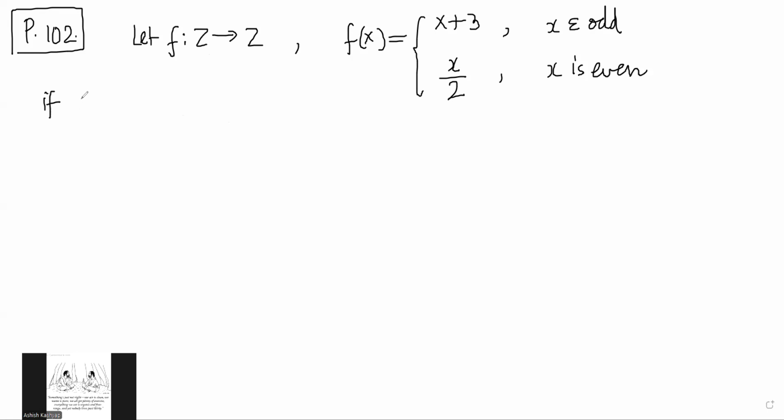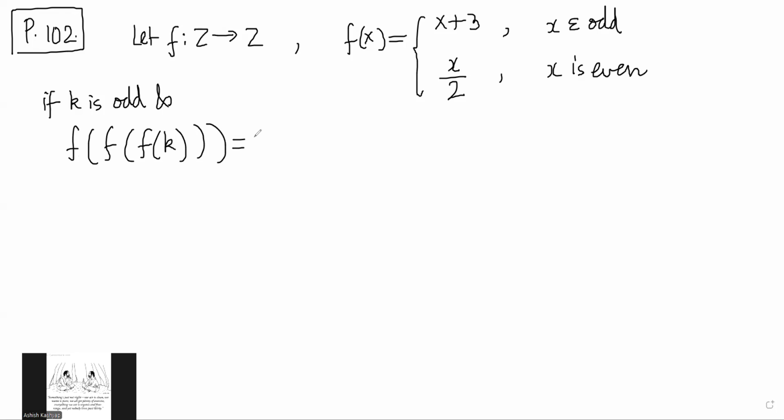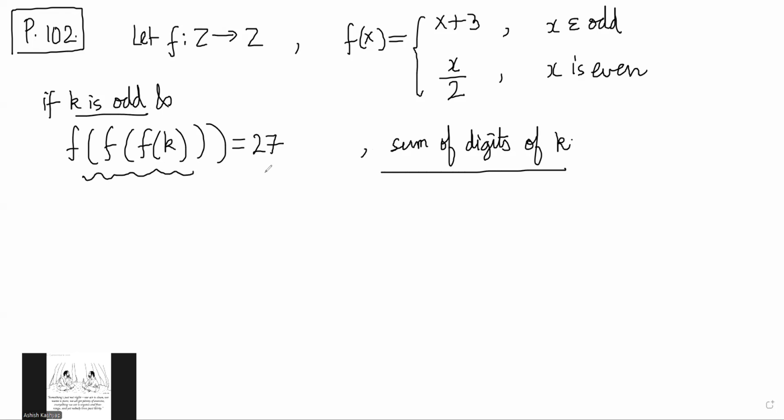If k is odd and f of k is equal to 27, we want to find the sum of digits of k. So basically we have to find k given this condition. K is odd and f of k is equal to 27. And this was the definition of the function. The function is defined over integers. So either x will be an odd integer or it will be an even integer, right?